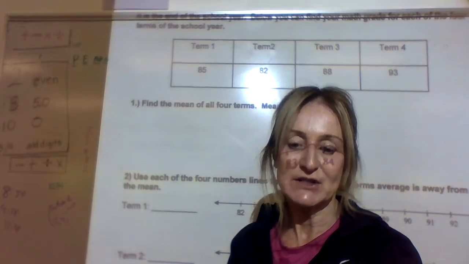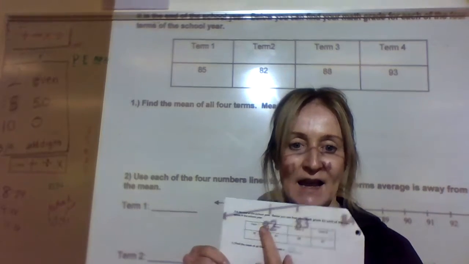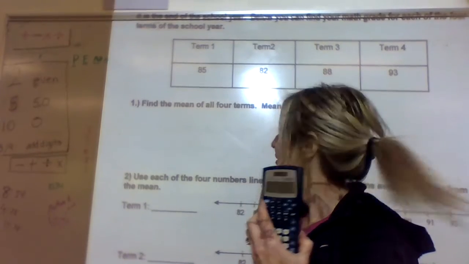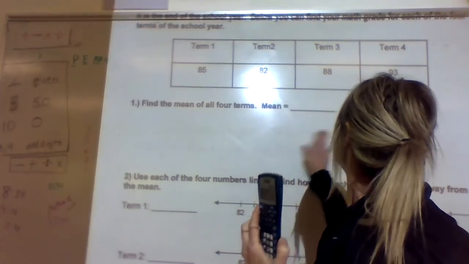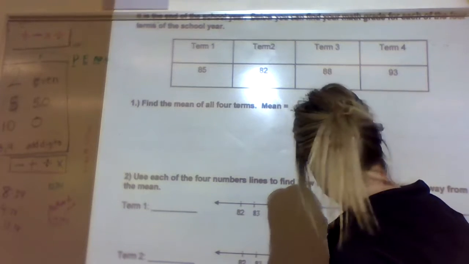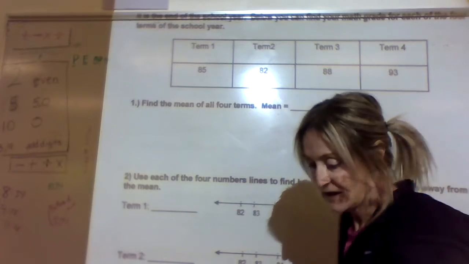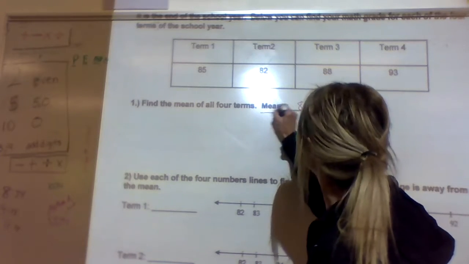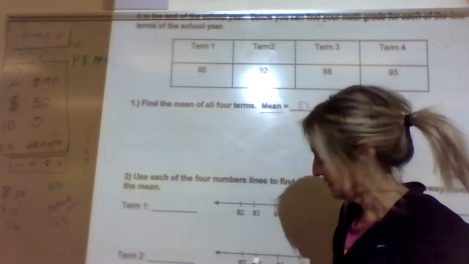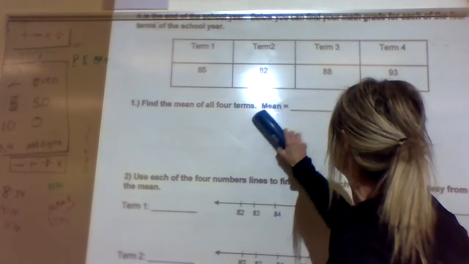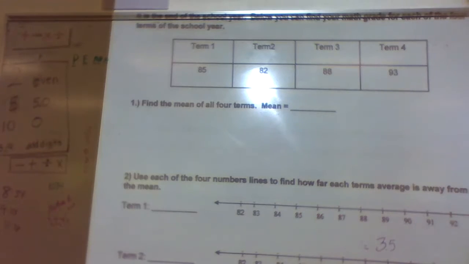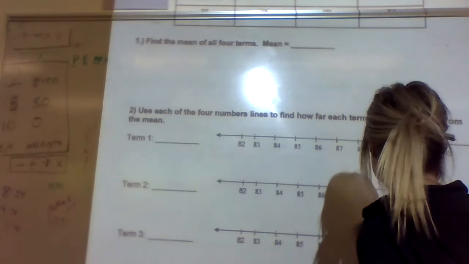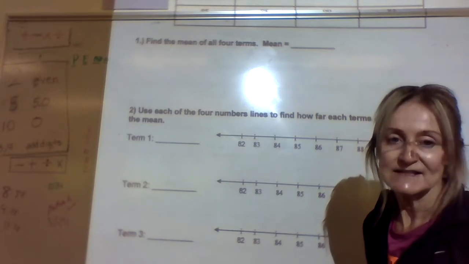So the first thing you do is you take your data and you find the mean. If you take your calculator and add all these numbers together and then divide by how many there are, there are 4 of them, you get 87. So the first step is to find the mean of your data, and we got 87.